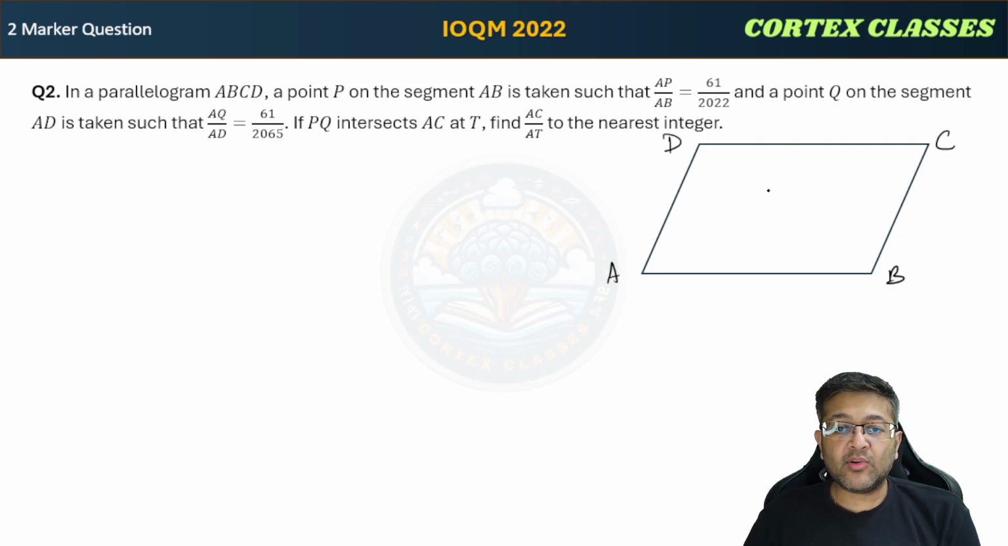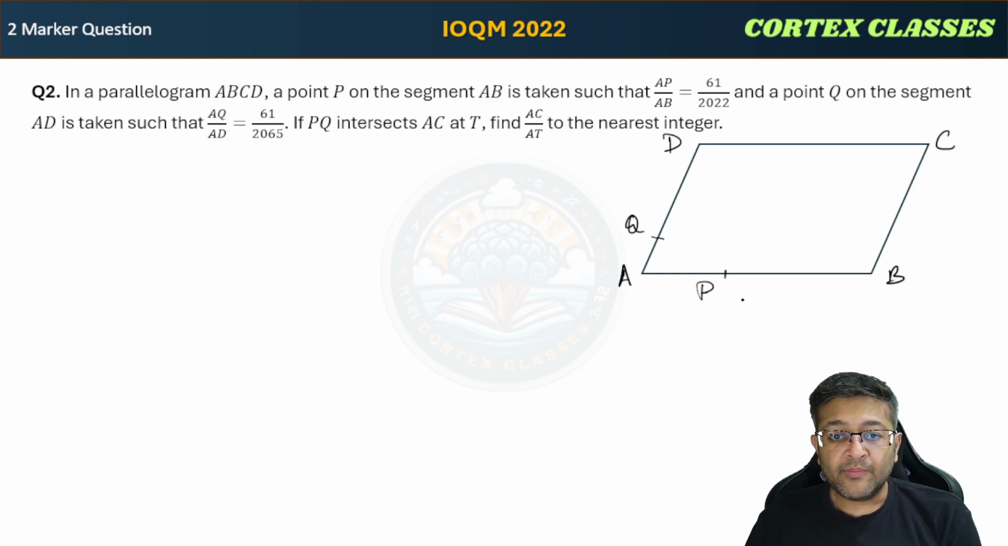So what is being said? A point P on the segment AB. We took a point P on AB such that AP is to AB is 61 by 2022. So we took the point P here satisfying the criteria. And a point Q on the segment AD, such that AQ upon AD is 61 upon 2065. That is also fine. We'll use that later on. I'll mark the sides accordingly. What is said next?